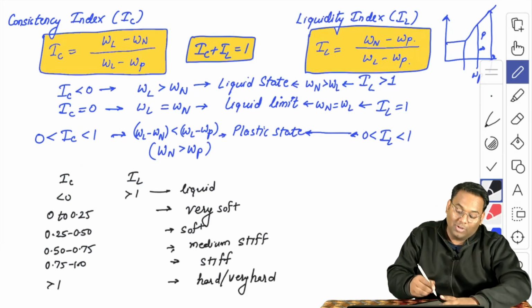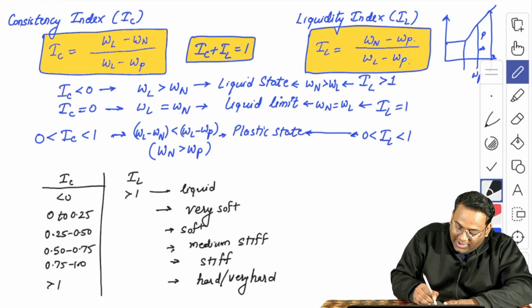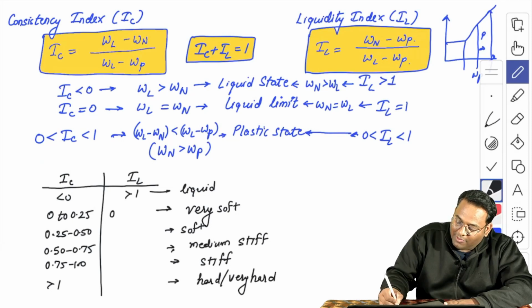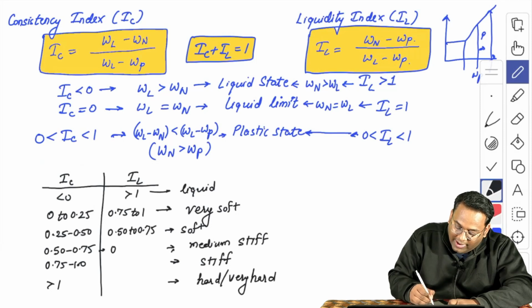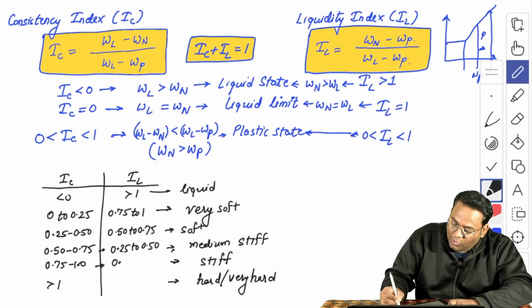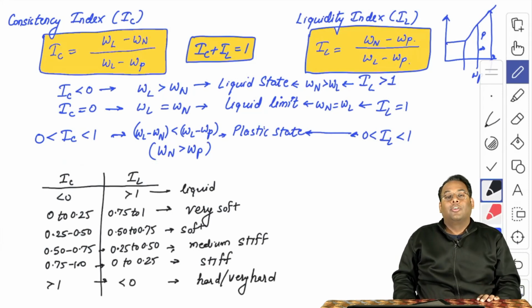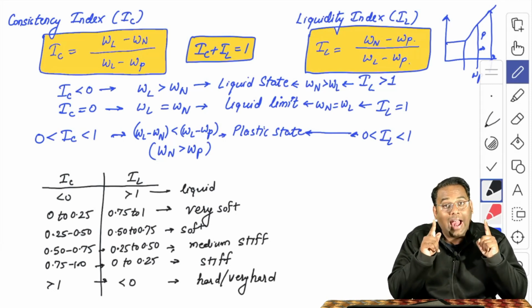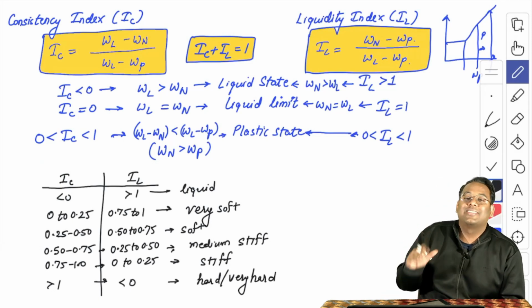Similarly, if you remember the values of IC, now you can easily predict what will be the value of IL for these values. Here you can write down that it will be 0.75 to 1, because the summation should always be equal to 1. Here you can write down 0.5 to 0.75. Here 0.25 to 0.5. Here 0 to 0.25, and here it will be lesser than 0. So obviously IC and IL can tell you how stiff or hard the soil is, or it can also indicate the consistency of the soil.